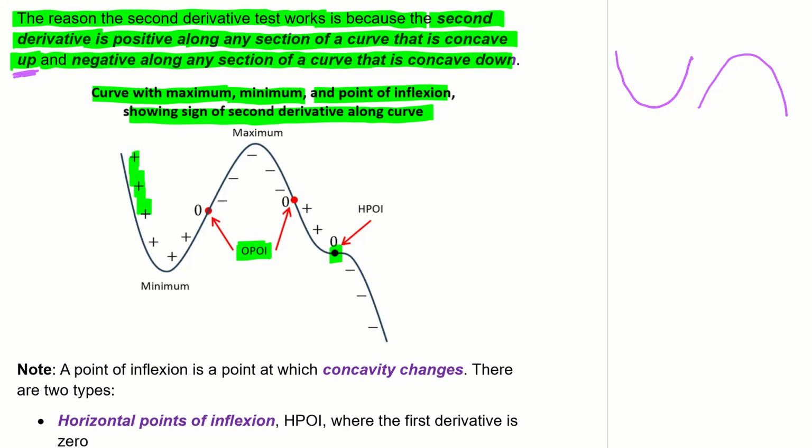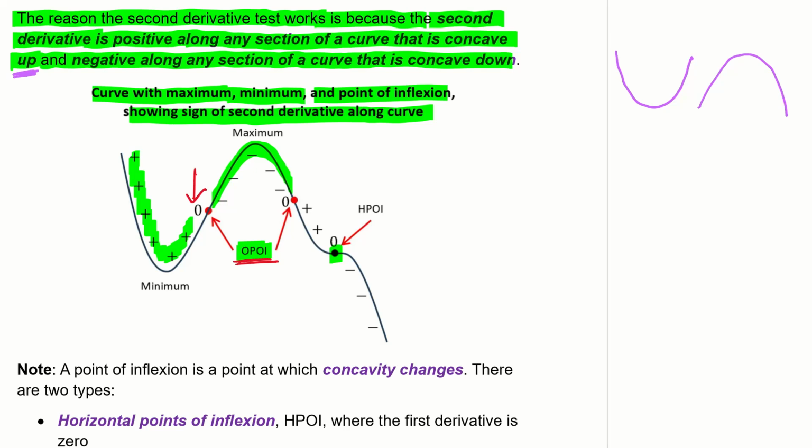So concave up, we can see this section is U-shaped around to here, and the second derivative is positive. The second derivative is then 0 at the oblique point of inflection. Then we have an N-shaped section of curve, so the second derivative is negative.